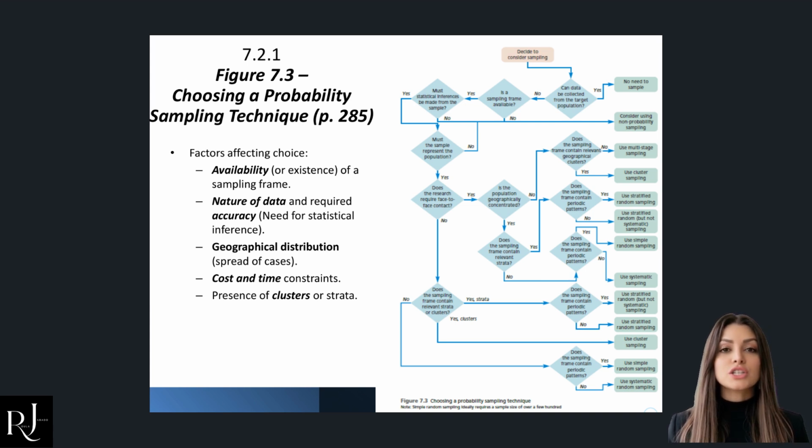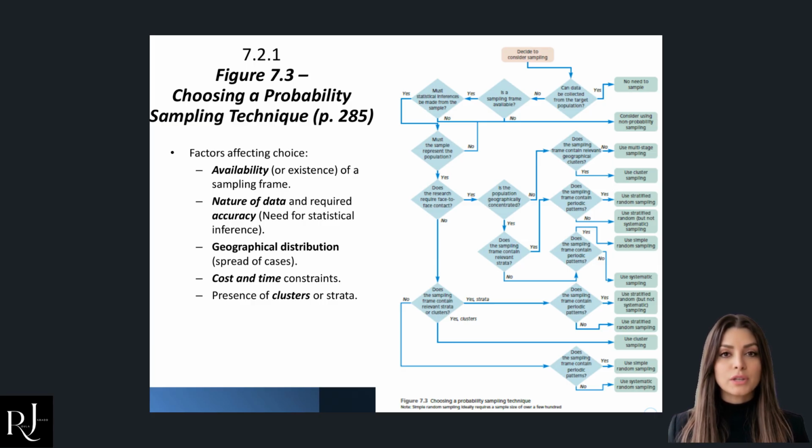Finally, you must consider cost and time constraints, along with the presence of natural clusters or strata within the population. For example, if you're on a tight budget and short on time, cluster sampling could be a good option. Let's say you're researching farmers in a large agricultural area. The farms are naturally grouped into clusters based on geographical location.